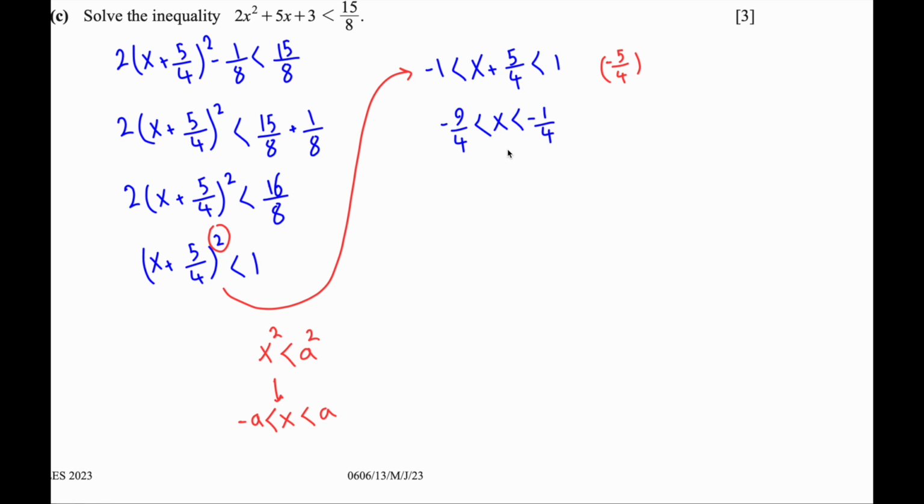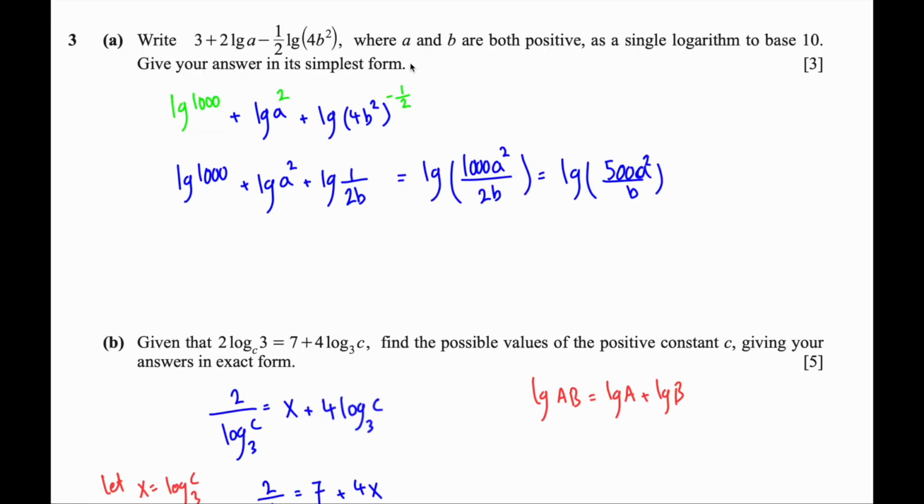In question number 3, I'm given a logarithmic expression where a and b are both positive, and I have to rewrite it as a single logarithm to the base 10. So the first thing you realize is that this number 3, I have to convert it to a logarithm. And according to the definition of logarithm, if the base is 10, the argument of my logarithm is nothing but 10 to the power of 3, which is 1000, and that's what I wrote here.